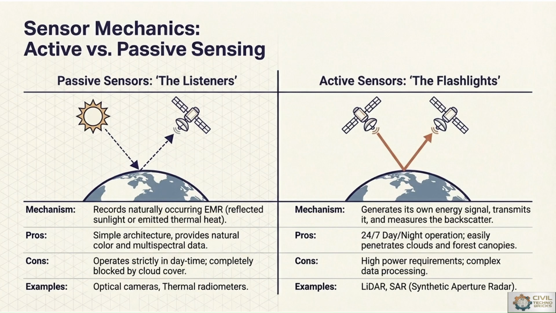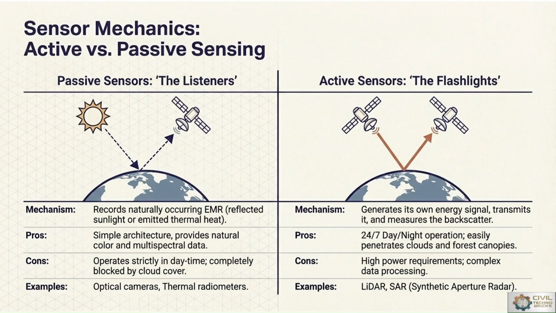What are the pros for the active sensors? We can collect the data 24 by 7, day and night. So active sensors are most important for 24 by 7 data collection and monitoring purposes. They can easily penetrate clouds and forest canopies also. So with dense forest or cloudy atmosphere, we can collect the data. What are the limitations for active sensors? High power requirements and complex data processing. Examples are LiDAR or synthetic aperture radar, that is SAR.